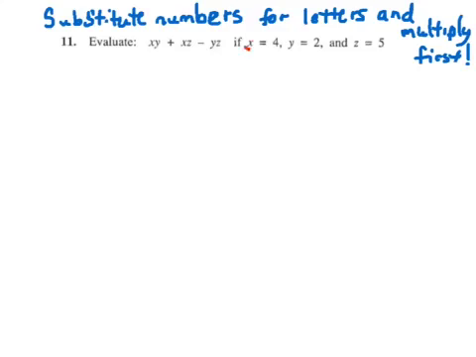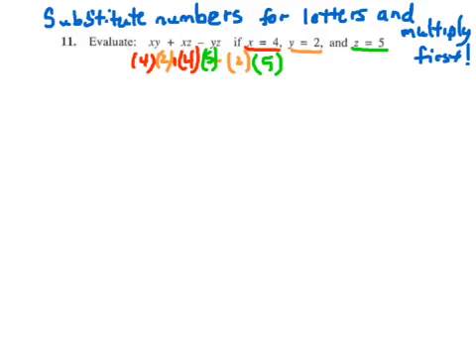So first I'm going to fill in x is 4, so here I have a 4, and here I have a 4, and then I'll substitute for the y. The y is 2, so I have times 2 here, and a minus 2. And then for the z, z is 5, so we have a little 5 in here multiplying, and a little 5 here multiplying.